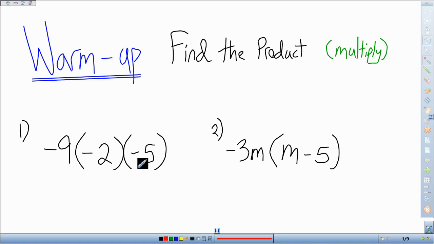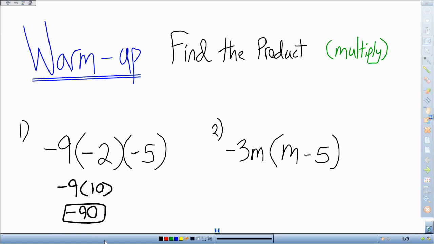Because I know a negative times a negative gives me a positive, so I get a positive 10 there. I'm going to bring down the -9. This is turning into a positive 10. Those are nice, easy numbers, and a negative times a positive is always a negative, so we're going to get -90. Easy enough.